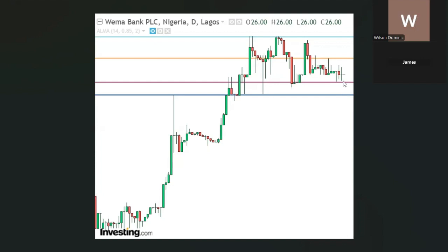Another thing about support and resistance is that when price breaks out of a resistance zone, a resistance line, that resistance line becomes a support. Let me just give you a small example, but please look at my cursor.